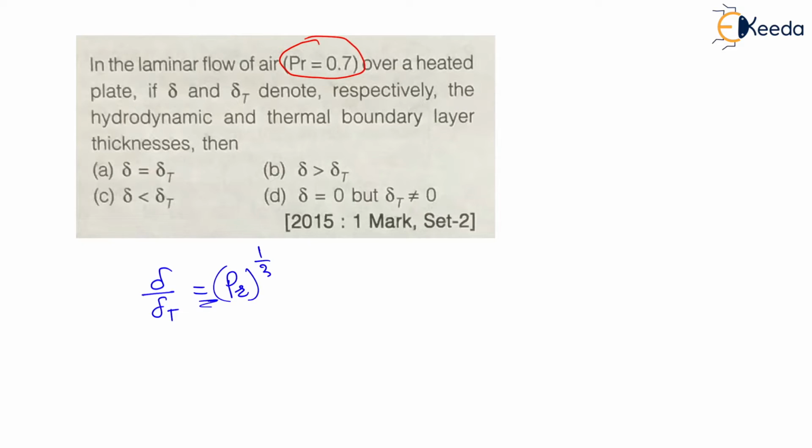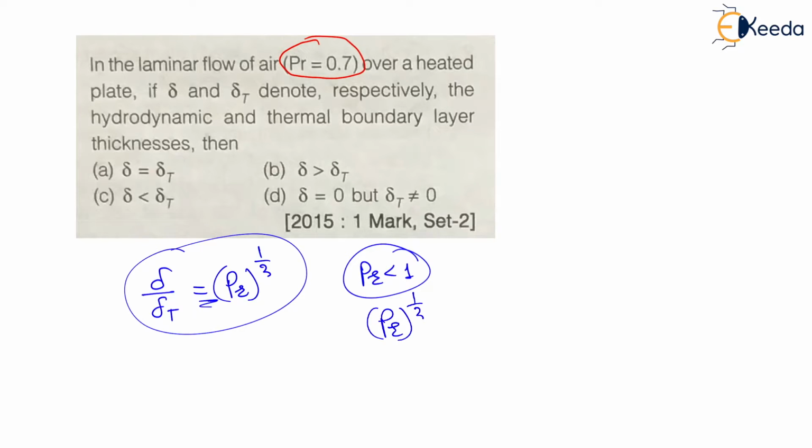Now, this concept we have seen in the theory lectures. Therefore, my dear students, if the Prandtl number is less than 1, then its power of 1/3 is also always less than 1. The Prandtl number is given as 0.7 in this question. Therefore, delta divided by delta T will be less than 1, and therefore the hydrodynamic boundary layer thickness delta will be less than delta T.